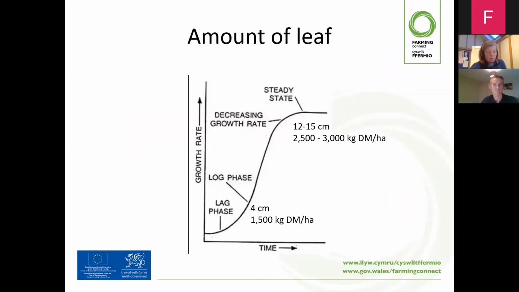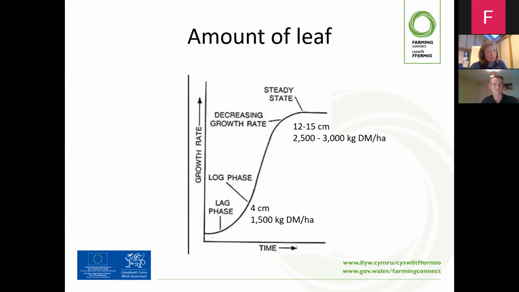So we've talked a bit about the amount of leaf, and a lot of the time, in the last few weeks, the concerns about grass growth are because there just hasn't been enough leaf, particularly where people have been lambing in March, early March into the beginning of April. Basically, sheep have taken all the leaf area off. When grass gets below about 4 centimetres, it takes a lot longer to recover. Below 4 centimetres, as you can see, is called the lag phase. Basically, it takes a long time to get itself ready for growth again. As soon as we hit 4 centimetres, it moves into what is called the log phase, and it ramps away really rapidly.